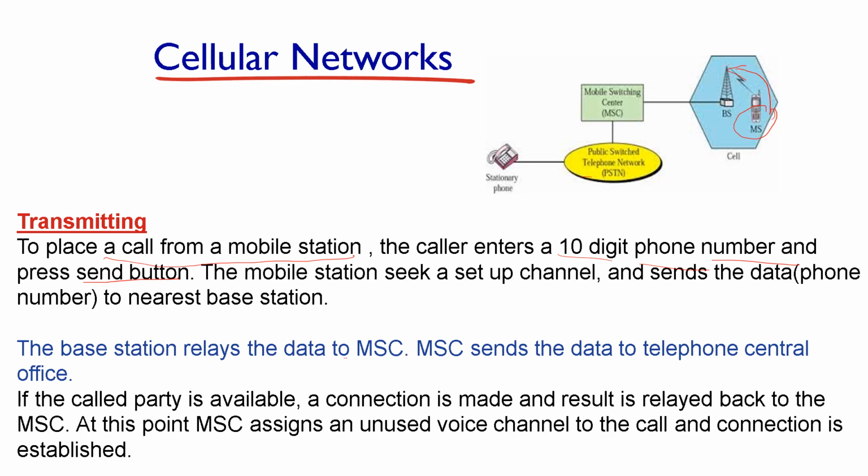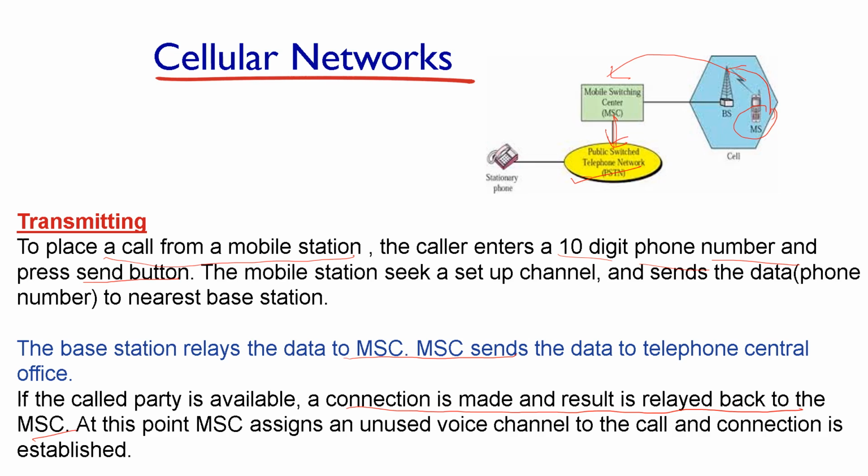And the base station relays this data to the MSC. MSC is the mobile switching center. If the called party is available, the connection is made and the result is relayed back to the MSC. The remaining part is done by the public switched network. The MSC will send this information to the PSTN, the public switched telephone network.